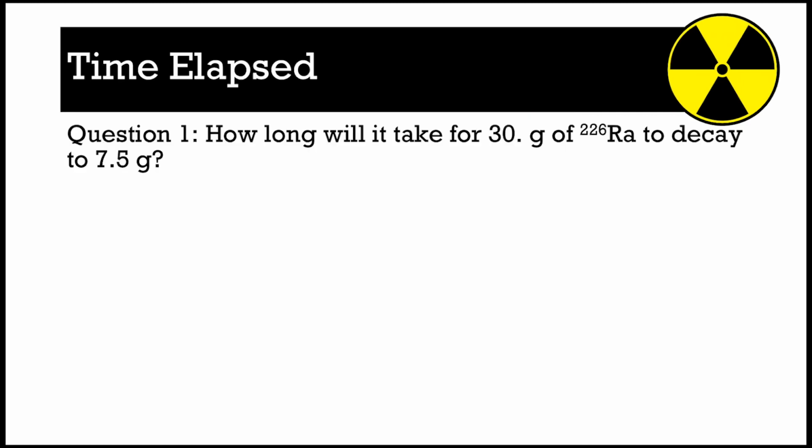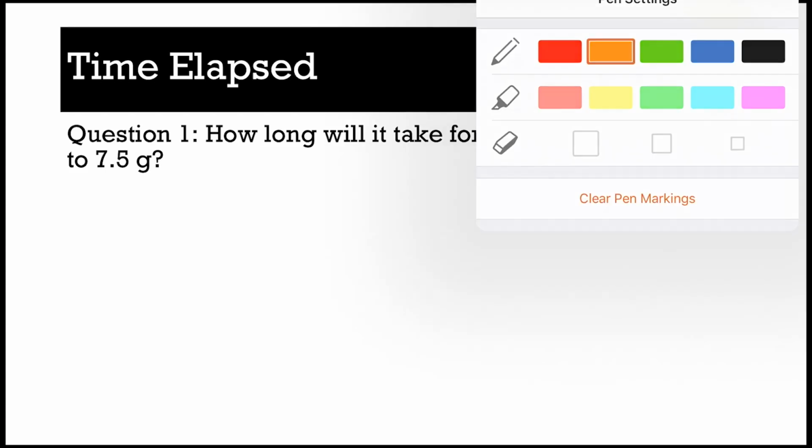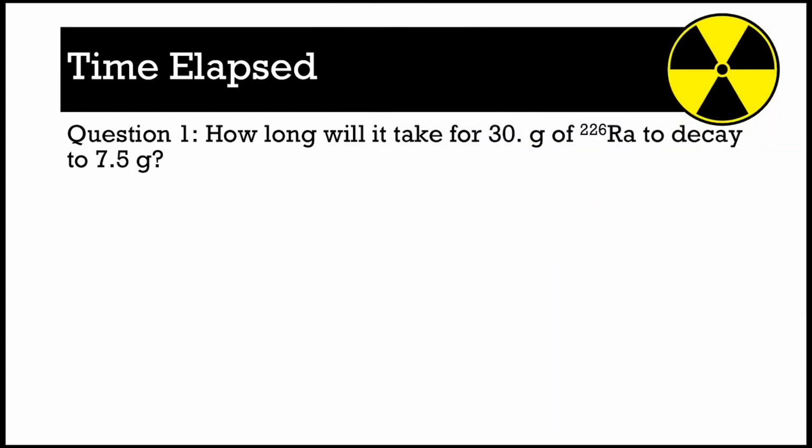Okay, so the first type of half-life question that you might see is a time elapsed question. It'll ask you how long something will take. So this one says, how long will it take for 30 grams of radium-226 to decay into 7.5 grams? One of your first things is to figure out the half-life, and that is 1,599 years, and you don't need to memorize that. This comes straight from Table N. Now, we're starting at 30 grams and we are ending at 7.5 grams. I want to know how long that takes.